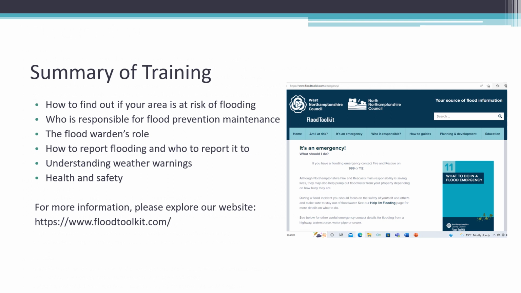This slide deck has covered how to find out if your area is at risk of flooding, who is responsible for flood prevention maintenance, what the flood warden role involves, how to report flooding and who to report it to, what the Met Office weather warnings mean, and finally we have covered some relevant and important health and safety advice surrounding floods. If you do wish to find out more information, please explore our website, in particular our how-to guides and It's an Emergency pages. Use the link that I have provided.